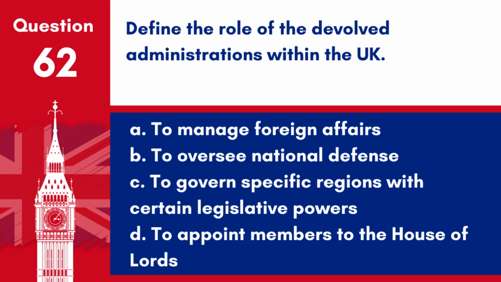Question 62. Define the role of the devolved administrations within the UK. A. To manage foreign affairs. B. To oversee national defence. C. To govern specific regions with certain legislative powers. D. To appoint members to the House of Lords. Answer C. To govern specific regions with certain legislative powers. The devolved administrations in Scotland, Wales, and Northern Ireland have the power to legislate on certain domestic issues.